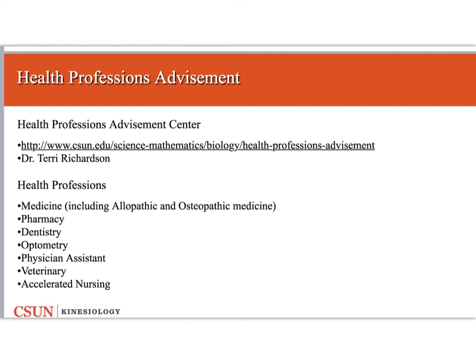If you were thinking about going into some type of health profession other than physical therapy or occupational therapy, I wanted to point out that we have a Health Professions Advisement Center on campus. This is their website. This is their advisor. On their website, they've got detailed information about what you should be doing to prepare for medical school, pharmacy, dentistry, optometry, PA, veterinary, or accelerated nursing. The handouts themselves are going to give you a lot of information, but if you are planning to apply to one of these types of programs and you need more information, I would go visit Dr. Richardson.